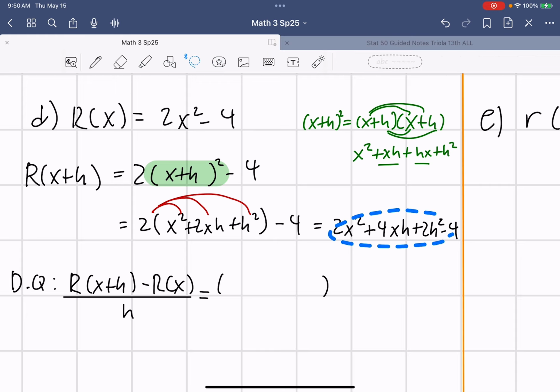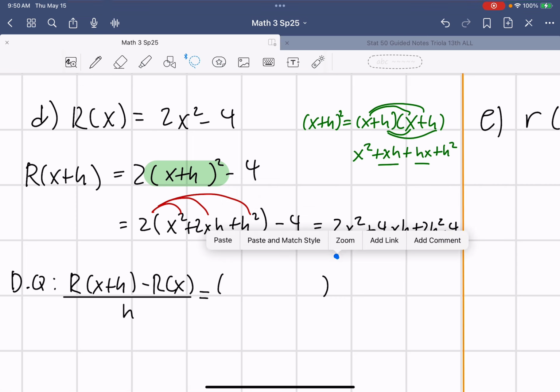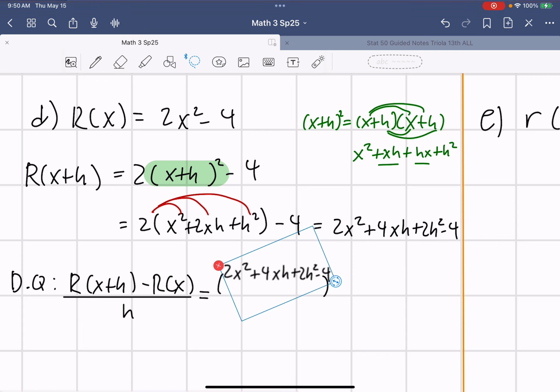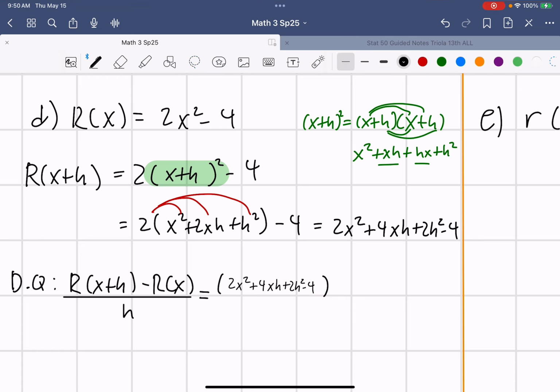I'm going to copy, paste. Oops. I made it too small. It's going to go here. Minus 2x squared minus 4 all over h.